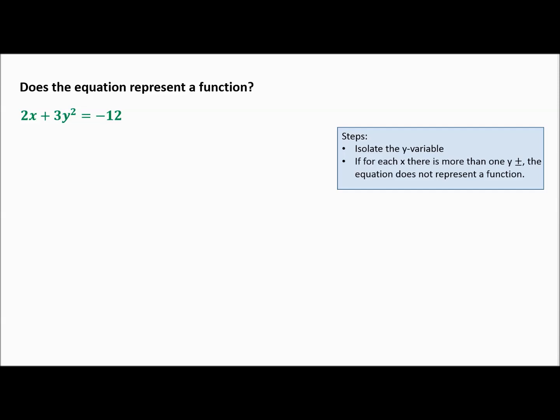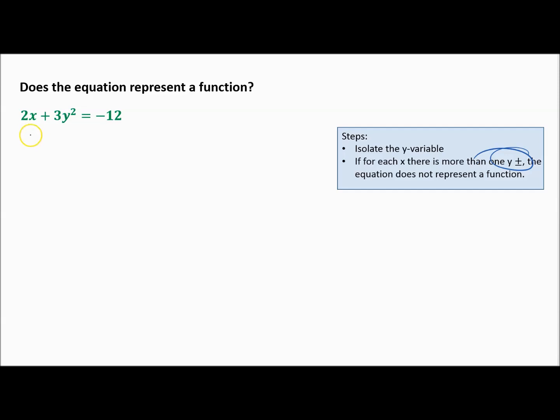And if for each x there's more than one y, then we don't have a function. On the other hand, if for each x there is only one y, you do have a function. So what you're looking for is plus or minus. If you get a plus or minus in your answer, bad news, you don't have a function. All right, so I've got to isolate the y.